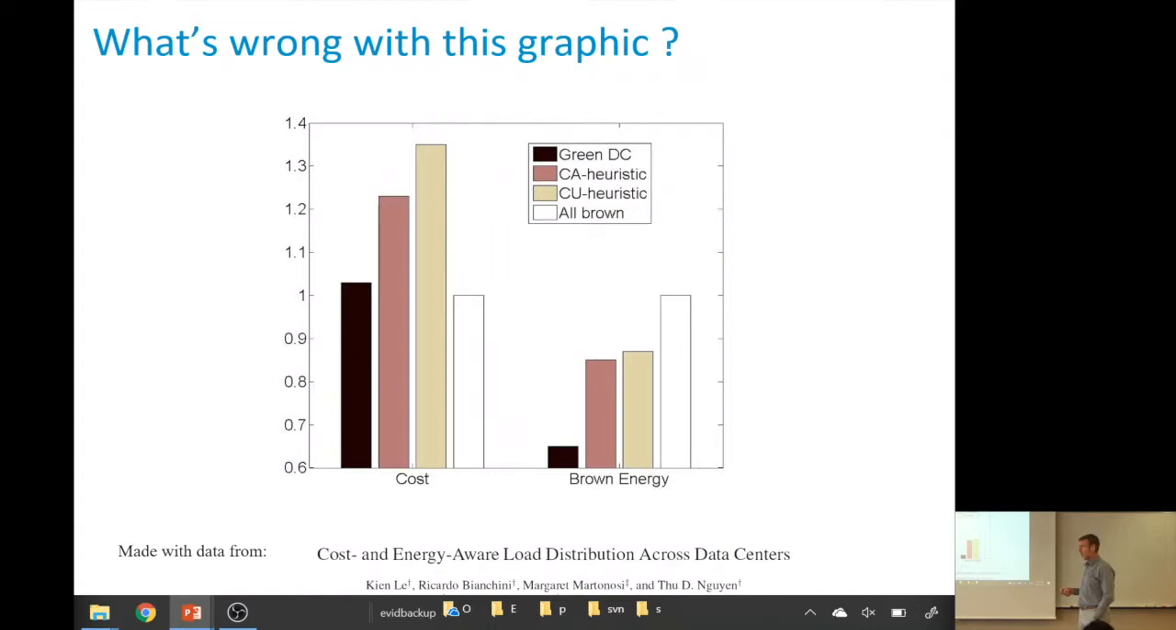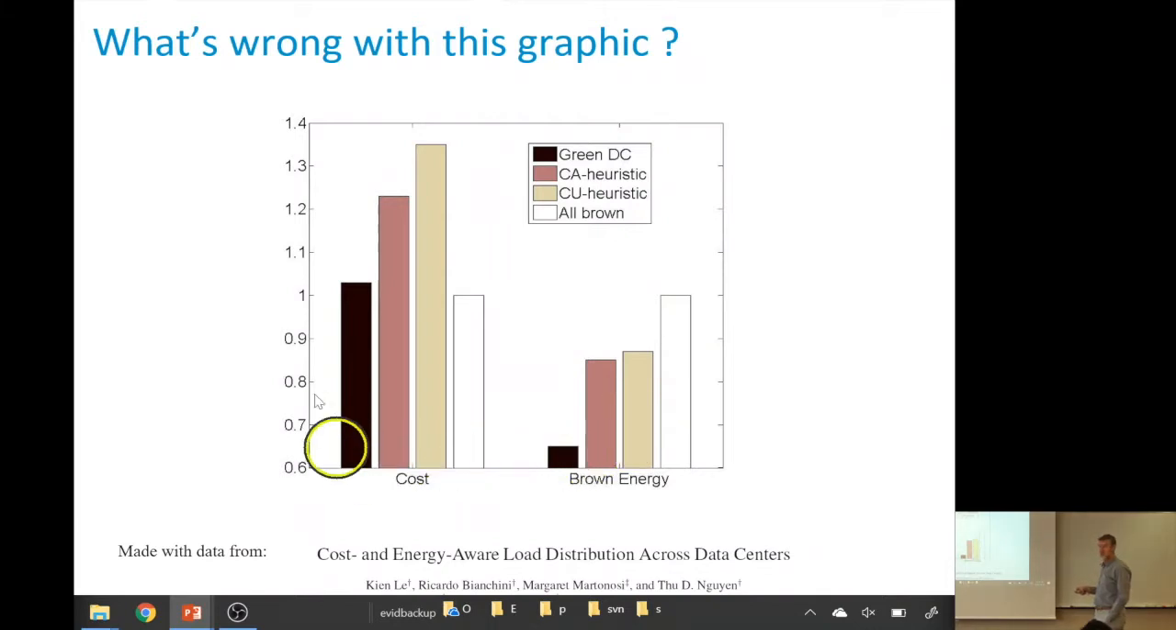So we have two metrics. One is the money you pay, and two is the virtue you have. The white is the best in terms of brown energy. The green DC is the best in terms of brown energy, and is also cheap, but less good than this one, for example. But I claim that those graphics have a problem. Would you agree with me? Yes? The y-axis scale is misleading because we start at 0.6. So the difference in brown energy between black and white seems huge. Exactly. That's a very simple but common problem that's often seen.